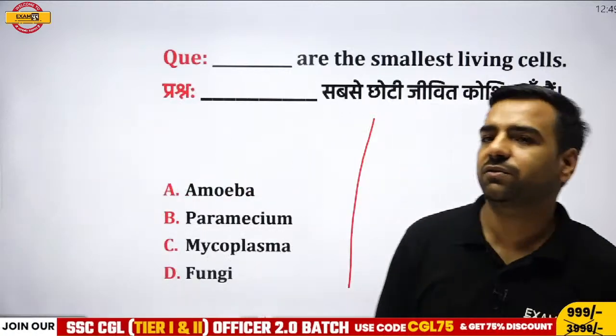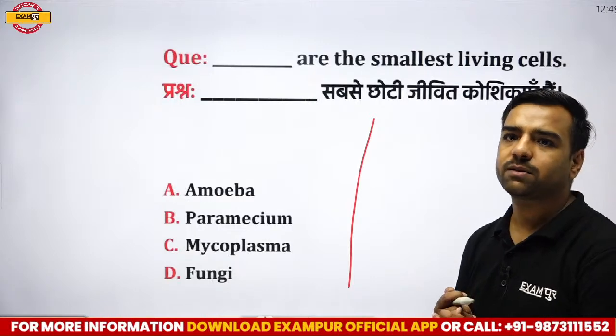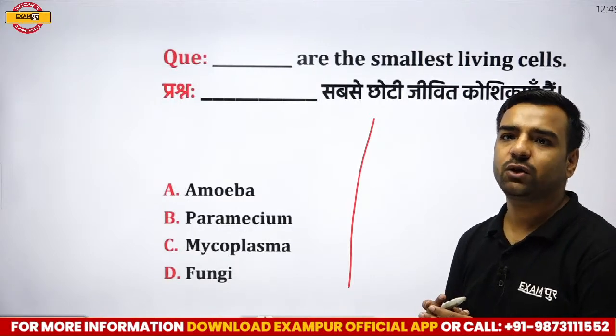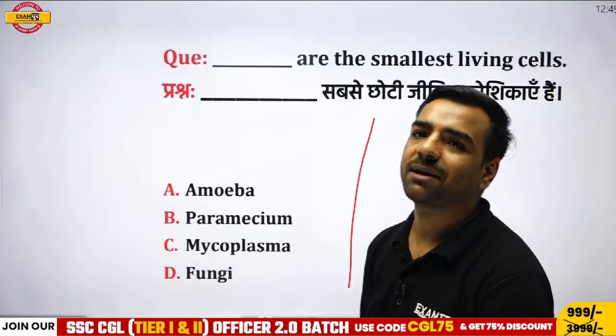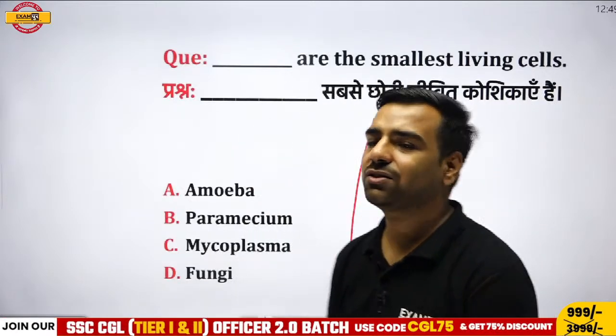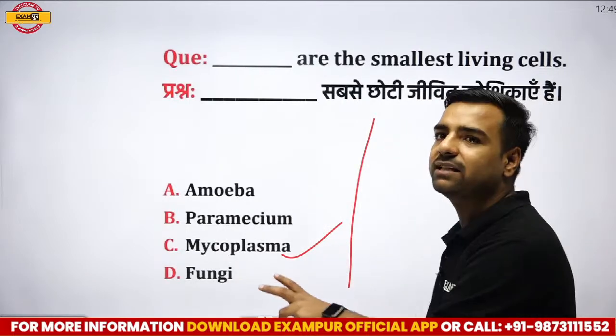Abhijit is the first one to give answer C. Gopinath is with C. Abhijit is saying mycoplasma, true. Bhanu Prakash is with C. Vinod is with C. Vikram, I guess you made a typing error. Akleshwar is also with C. You are all going with C, and that's totally correct. Mycoplasma is actually the smallest living cell.